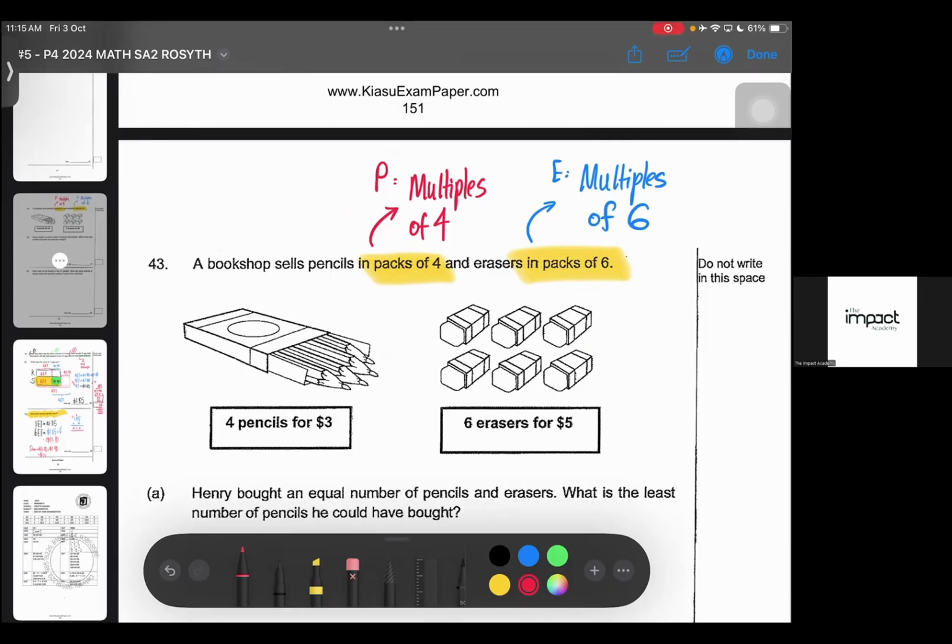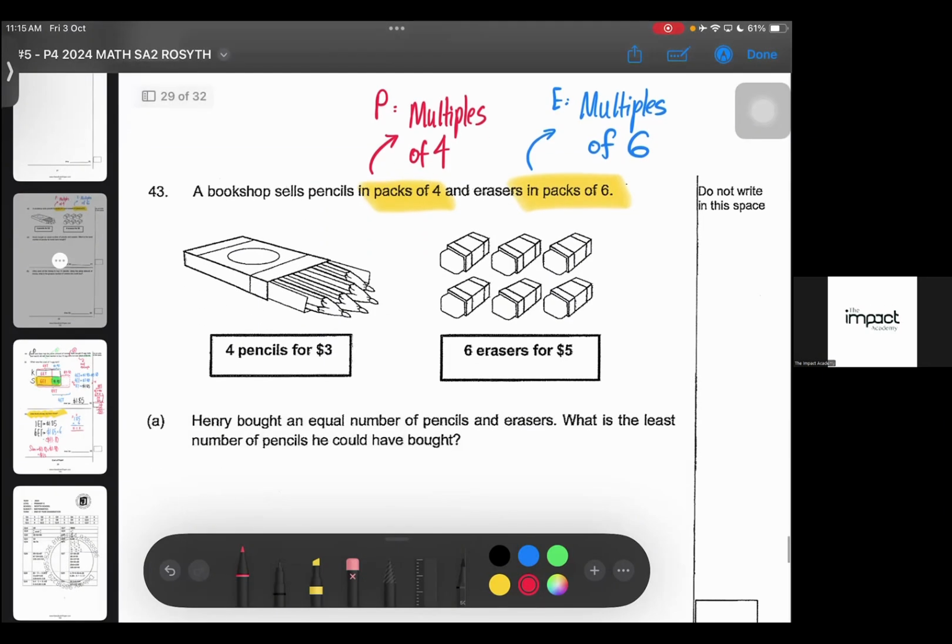Alright, can I have erasers in multiple in 42? Can I have 42 erasers? Good job. Can I have 48 erasers? Very good. You all understand? Let's come back to the question, okay?